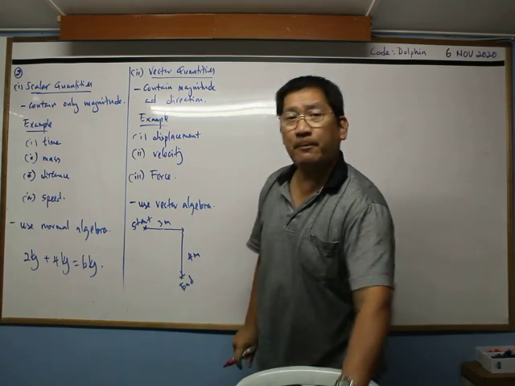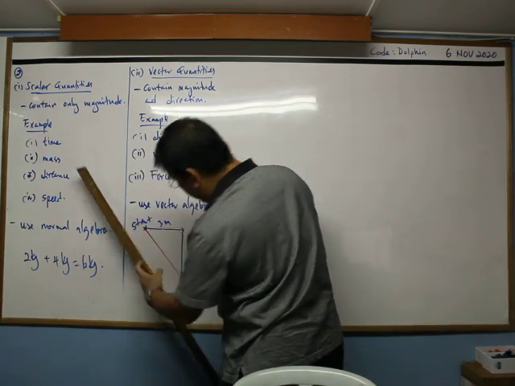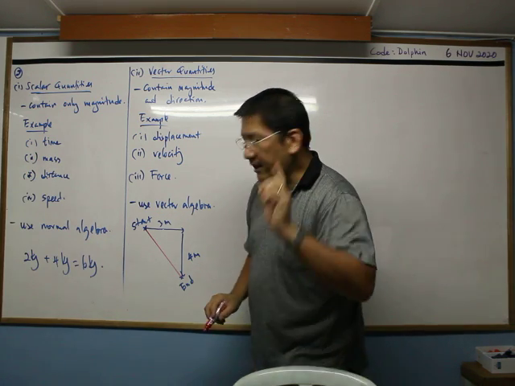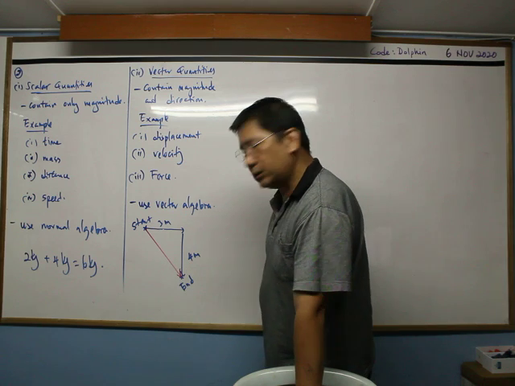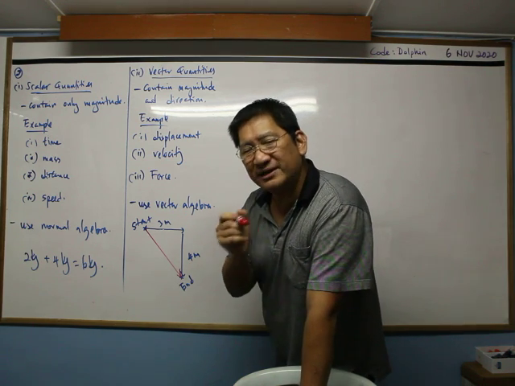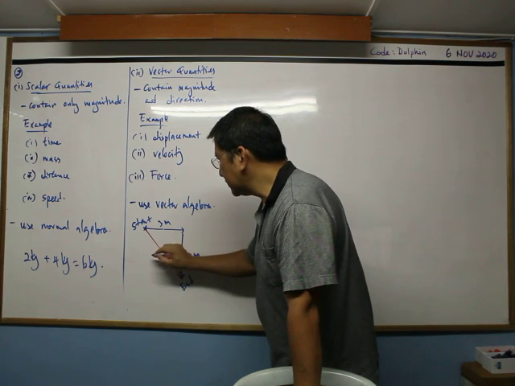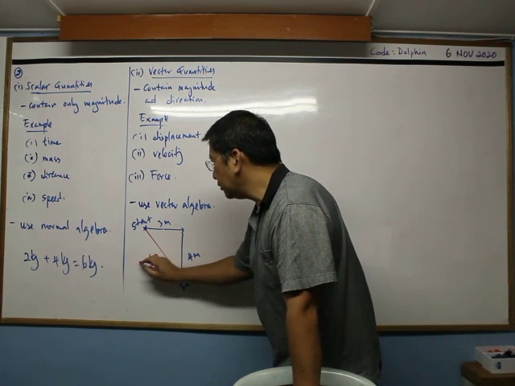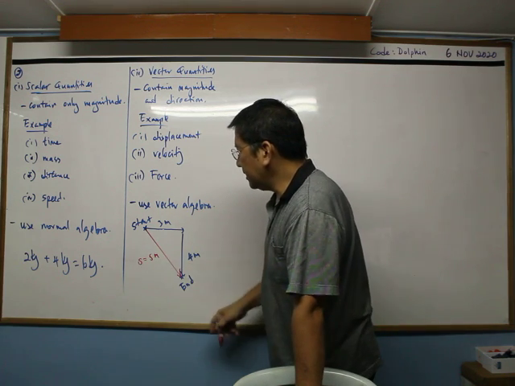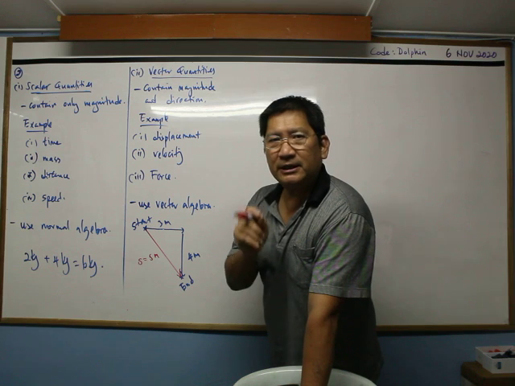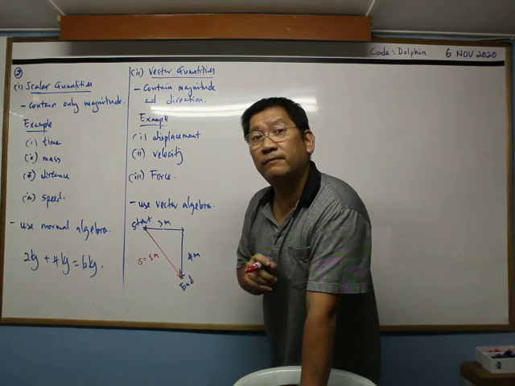So the shortest path is a straight line between this initial and ending point, and the direction is from the start to the end. So we use an arrow to represent that particular quantity, and this one is 5 meters. Your displacement, the symbol we normally use is S, is 5 meters. You are not only telling people that your displacement is 5 meters, but you also have to tell people in what direction you are moving.